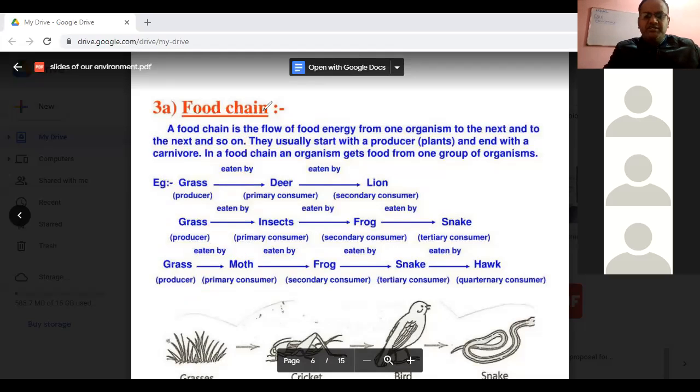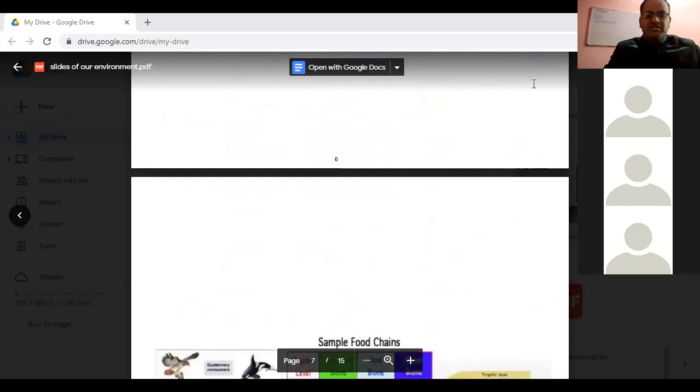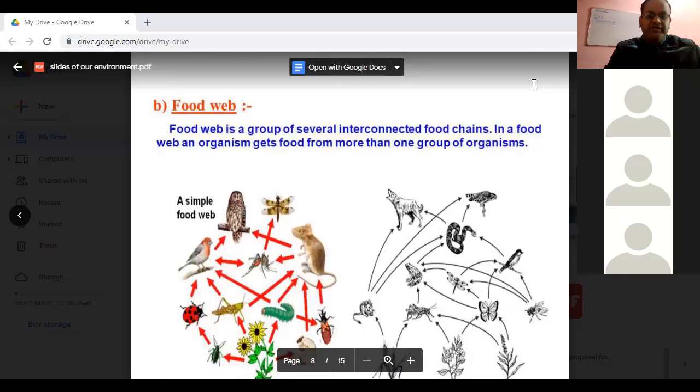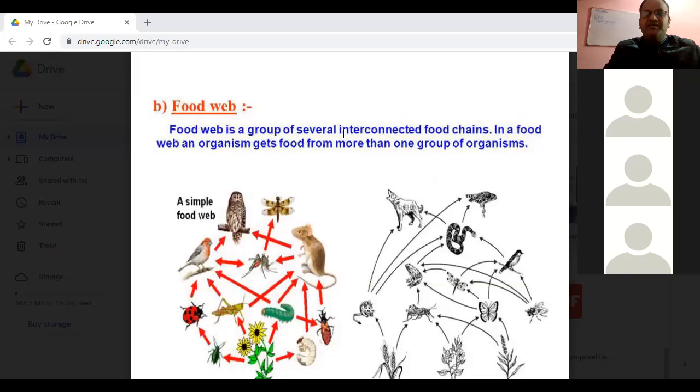The grass can be eaten by deer also. The grass can be eaten by insect also. The grass can be eaten by moth also. Got it? Deer can be eaten by lion also, by tiger also. So in nature, the food chains are interconnected, and a special term is given for this interconnected food chain, and that special term is called food web. So a food web is a group of several interconnected food chains.